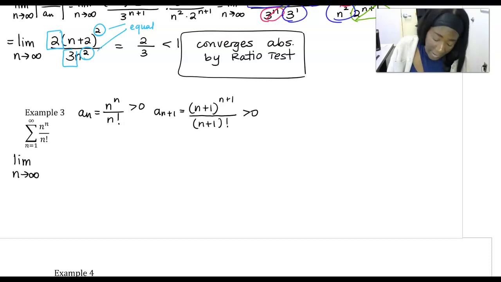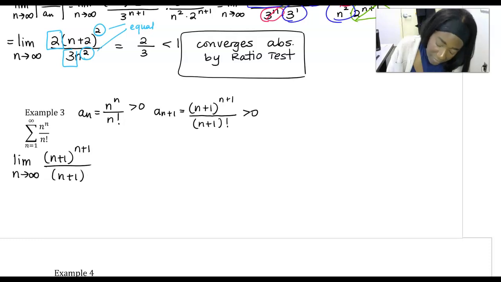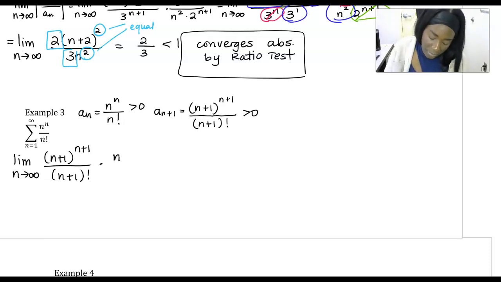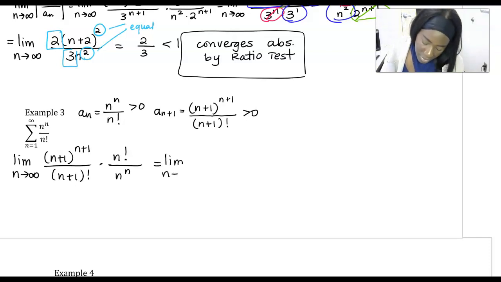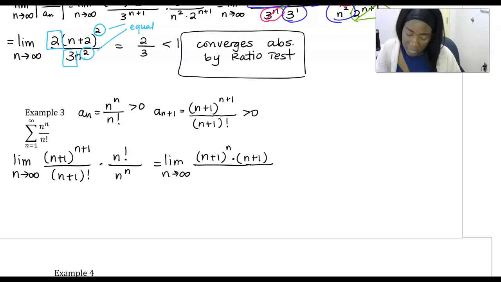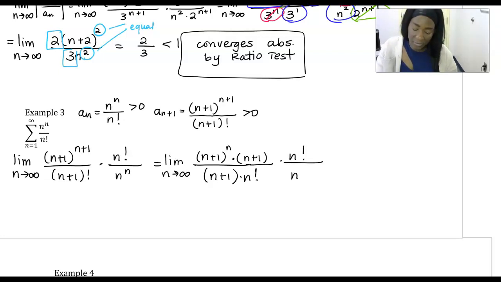So I'm going to go ahead and start looking at the limit as n approaches infinity of a sub n plus 1, which is going to be divided by a sub n, so I'm going to multiply by the reciprocal of a sub n. I'm going to do a little bit of algebra to start simplifying this expression. So I'm going to rewrite this n plus 1 to the n plus 1 as an n plus 1 to the n, and then just another n plus 1 that's to the 1. In the denominator, instead of the n plus 1 factorial, I'm going to expand this out a little bit as an n plus 1 times an n factorial. So same techniques that we've seen before so that some things can cancel.